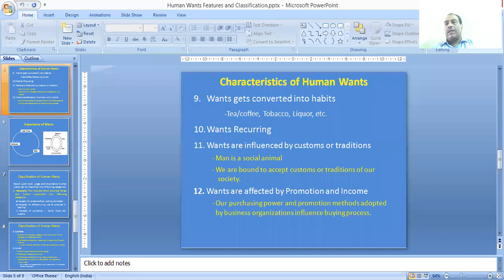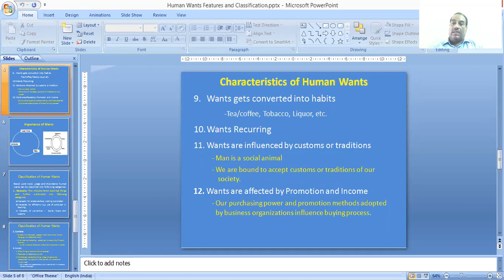Then wants are recurring. Wants are also recurring. In the morning, we are hungry, we take breakfast, and our hunger goes off. Then after 2 or 3 hours, we again feel hungry. So the wants are recurring. You take lunch, again your hunger will be satisfied, and then in the evening or in the night, you will feel hunger again.